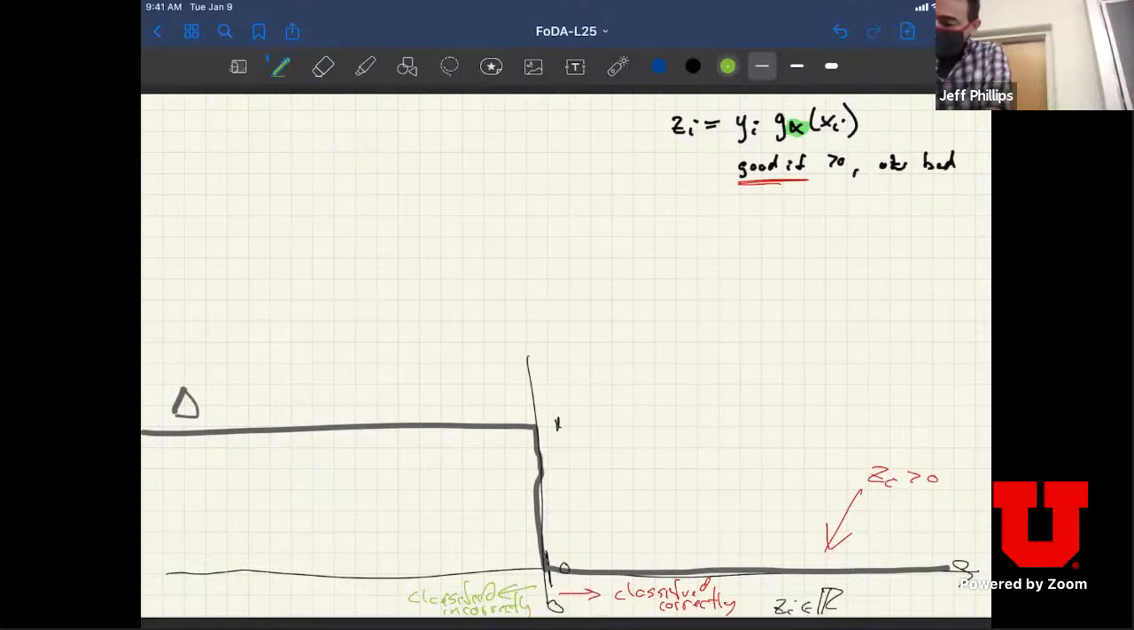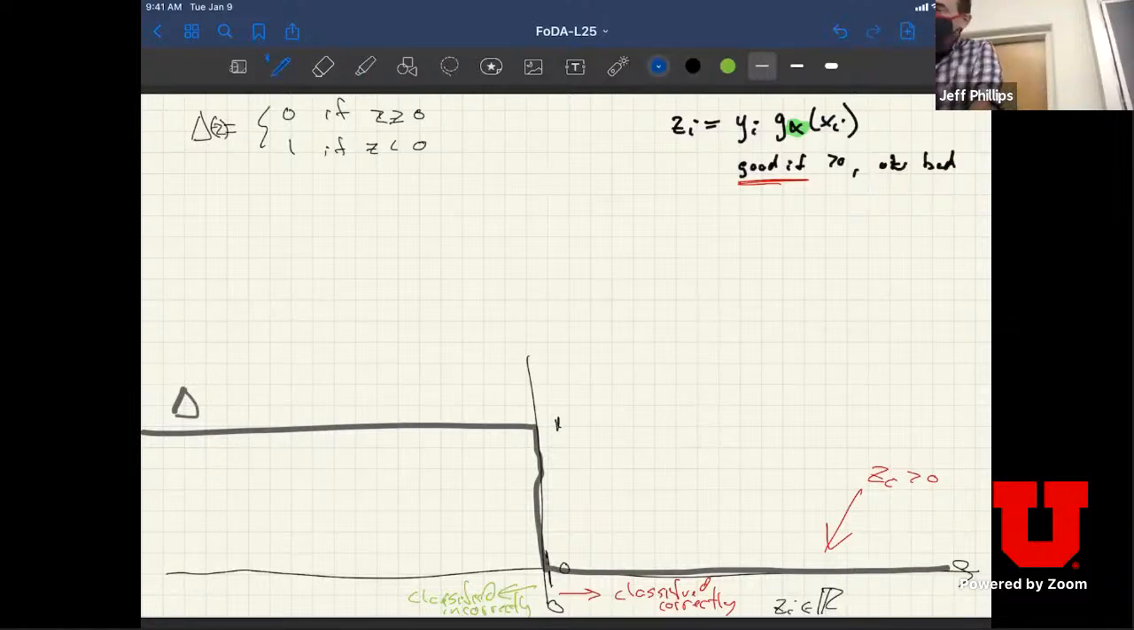Okay, so let's see some examples. Again, delta of z is equal to 0 if z is greater than or equal to 0, and 1 if z is less than 0. So this is the function that I'm starting with, and I'd like to approximate this function with something convex that has a gradient.